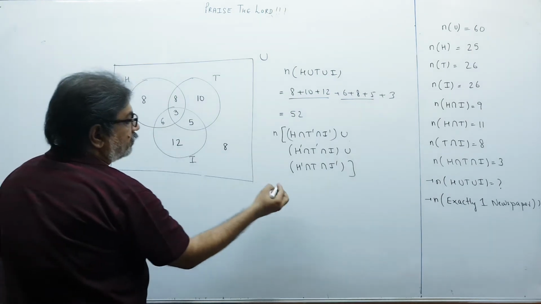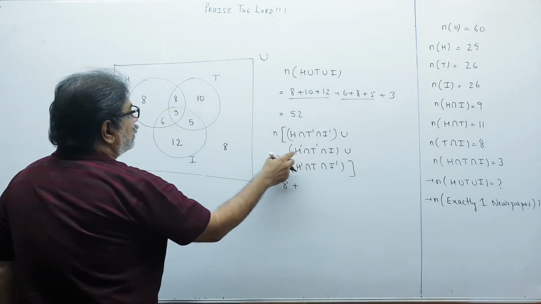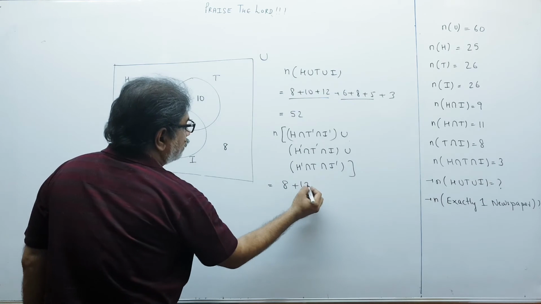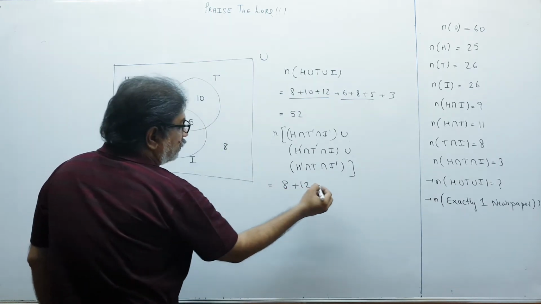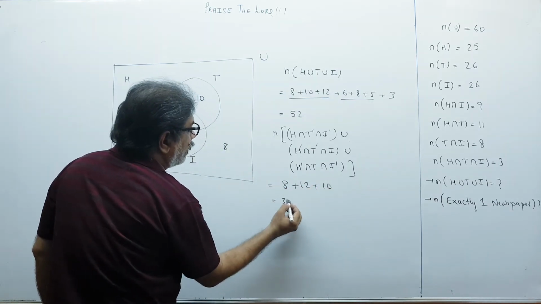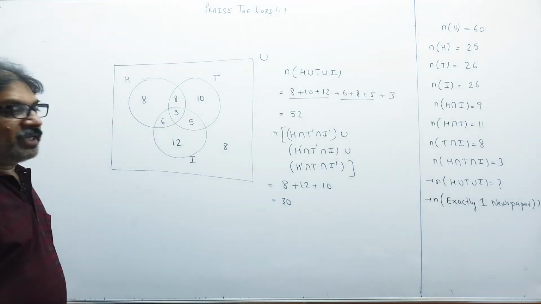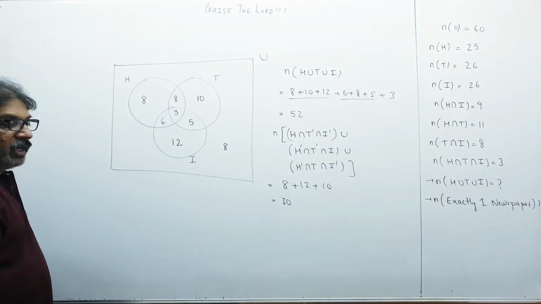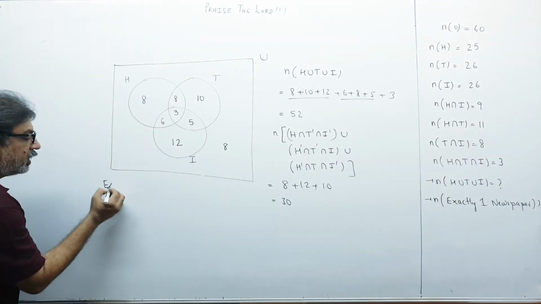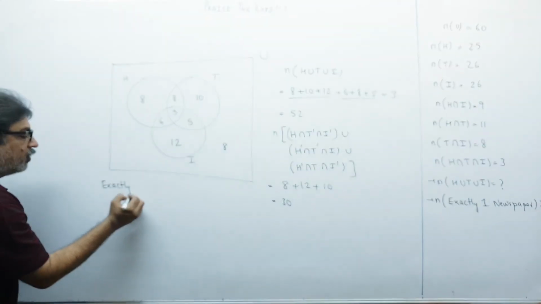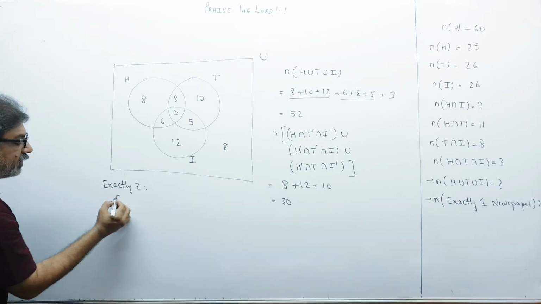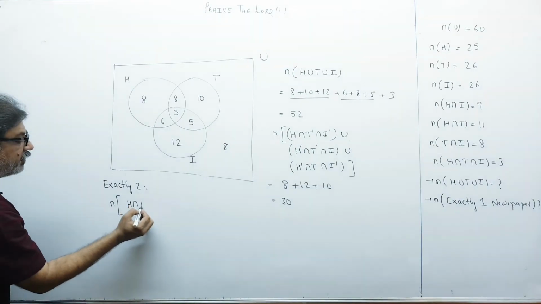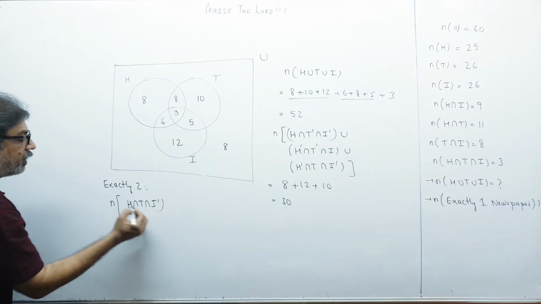Only H, 8. How many here? Only I, 12 people. And here 10. So that becomes how much? 30. If they would have asked us exactly two newspapers, so this and this and this. Exactly 2 means what? Understand, children? Exactly 2. So that means H intersection T intersection I dash.